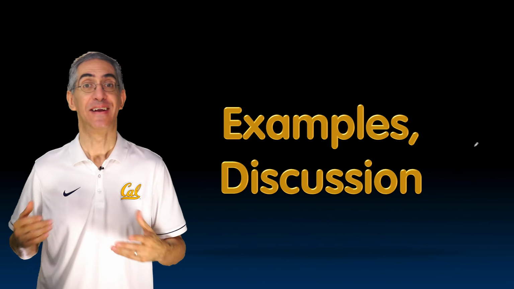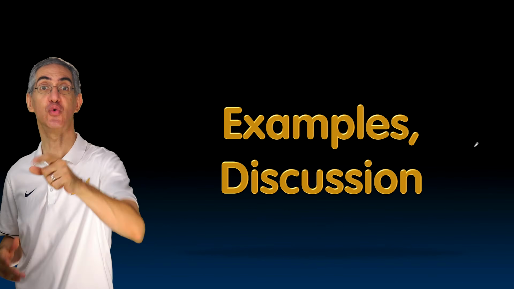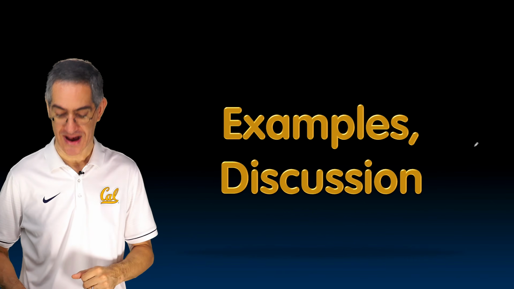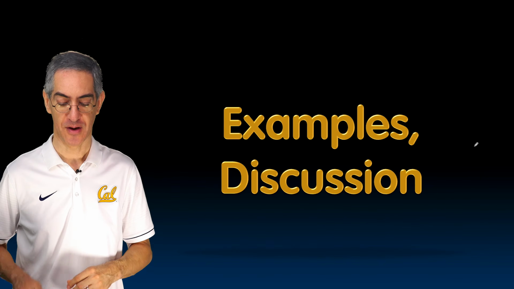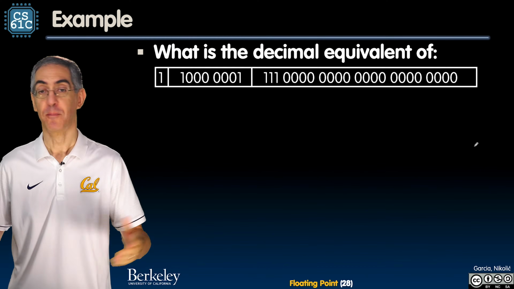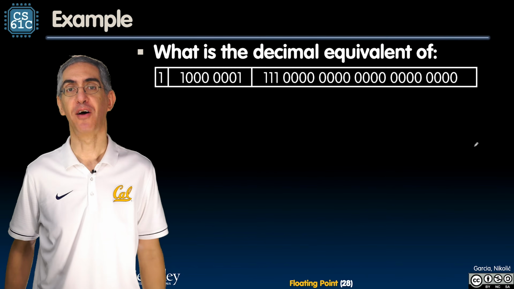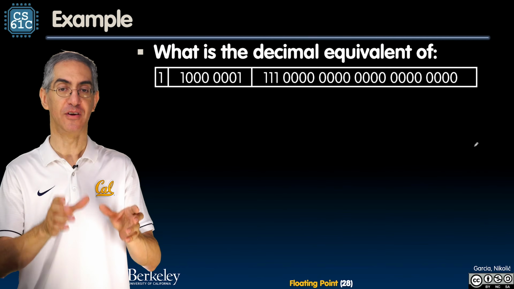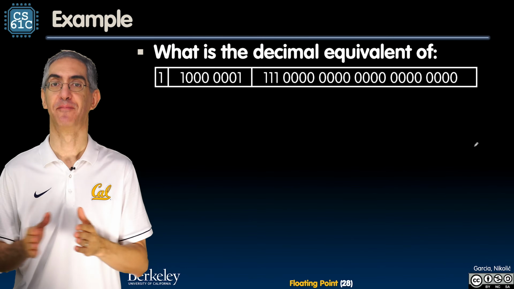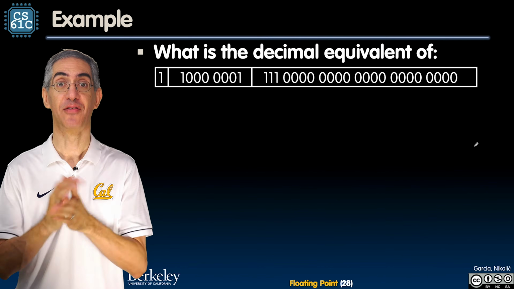And welcome back. Now let's see some examples and actually make you do some work. So let's think about how to calculate floating point, back and forth from floating point to decimal and back. So here we go. First quiz, pause the video. What's the decimal equivalent of 1, 1000, 1, and then 3 ones? Go. Pause the video.